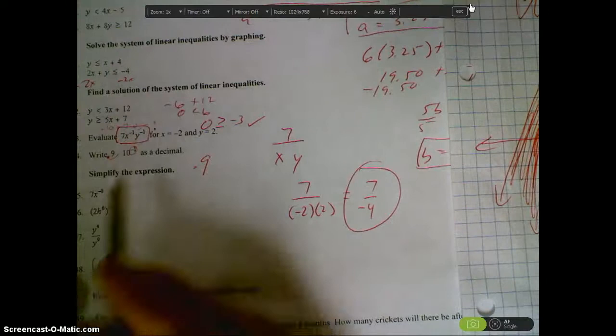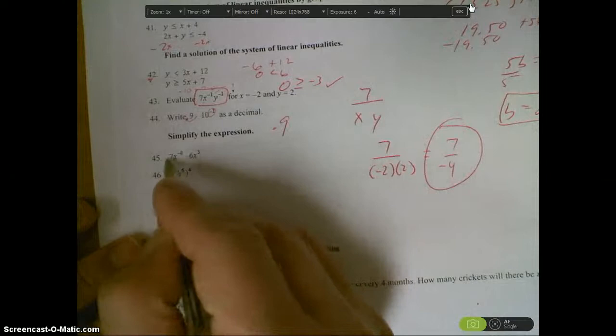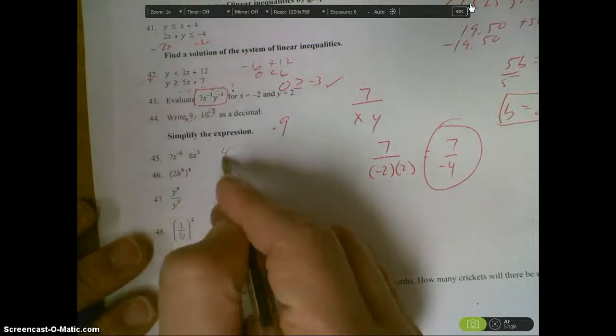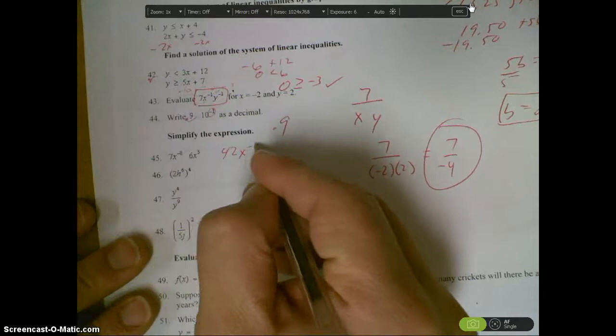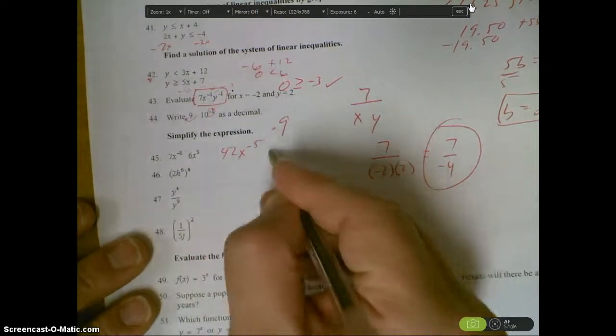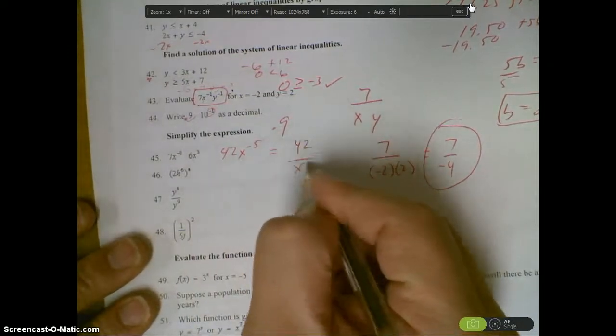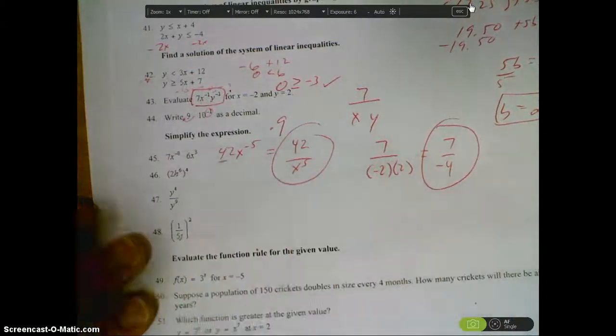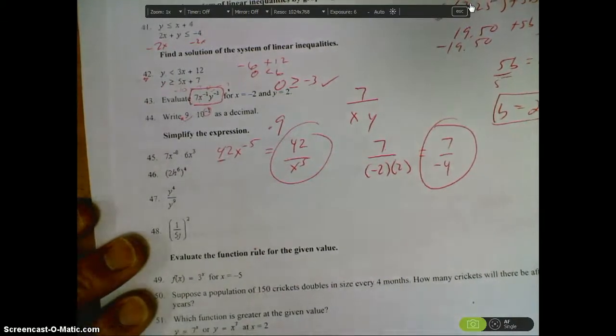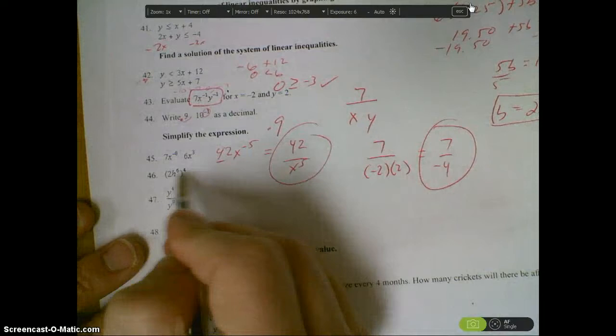All right. Simplify the expression, so we just have to move stuff around. Like bases with exponents, multiply the coefficient. 7 times 6 is 42, and x to the negative 8 times x to the third is x to the negative 5th. I can't have a negative, so I have to move it down to the denominator, and that's my answer. Biggest mistake kids will make is they'll move the 42 with the x to the negative 5th. Can't do that.